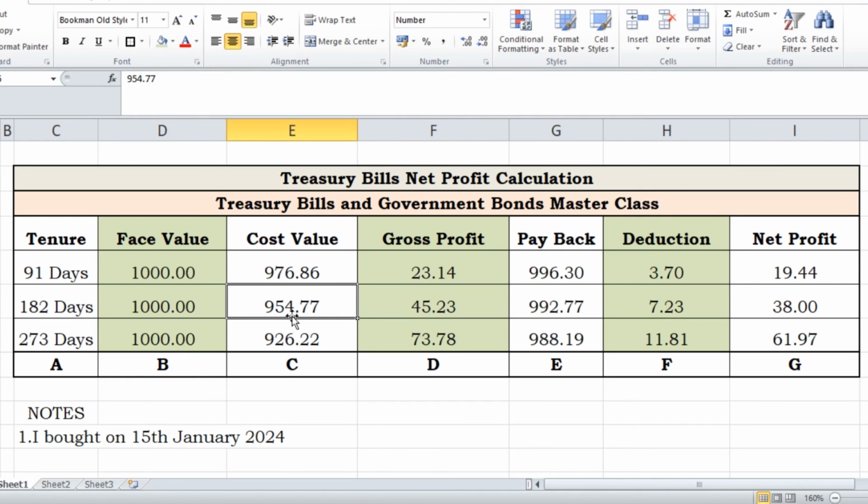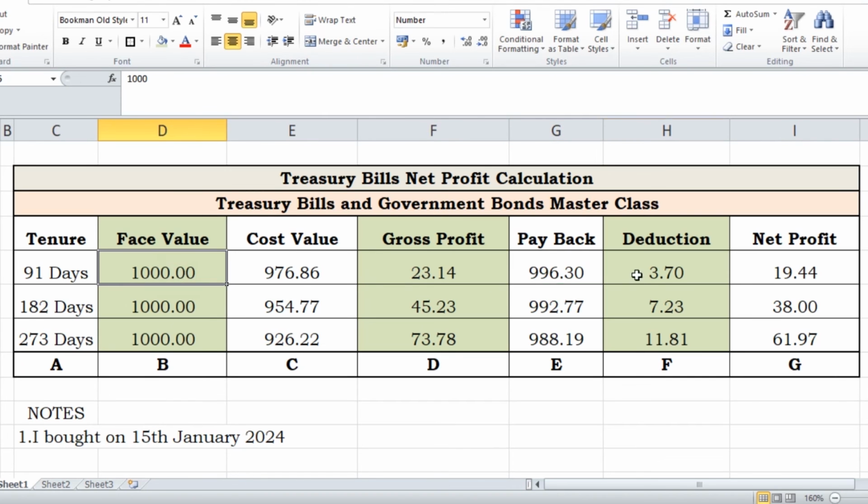Here, I was deducted 954.77, but I was paid back 992.77. That is for the 182 days. For the 926.22 deduction, I was paid back 988.19. So this is now what happened.